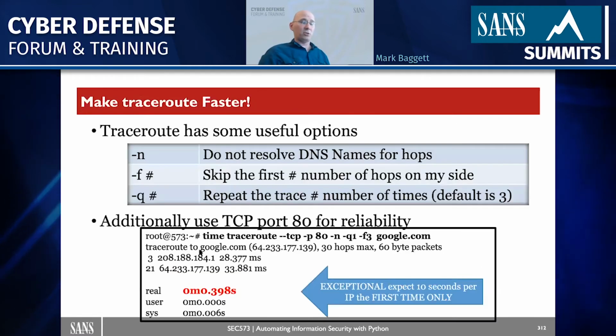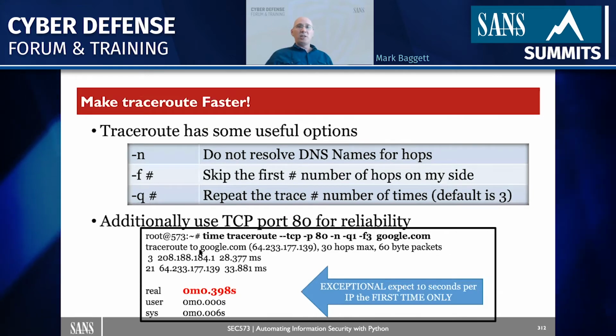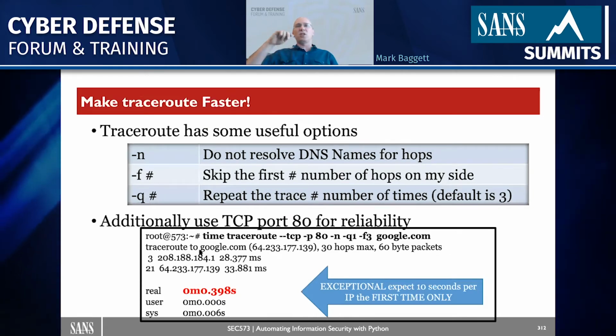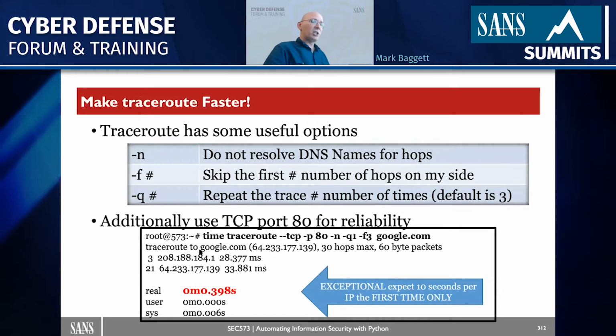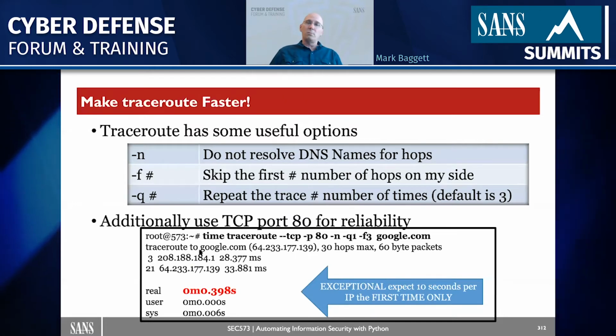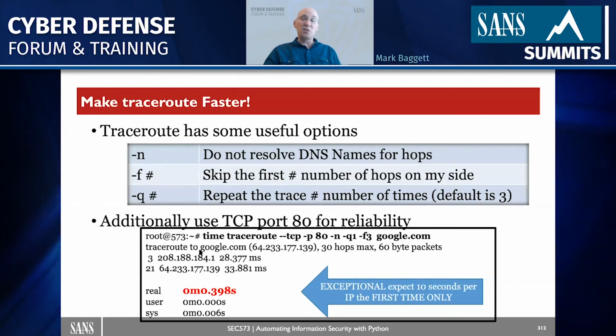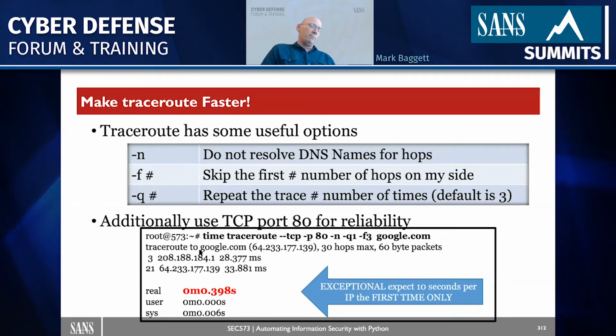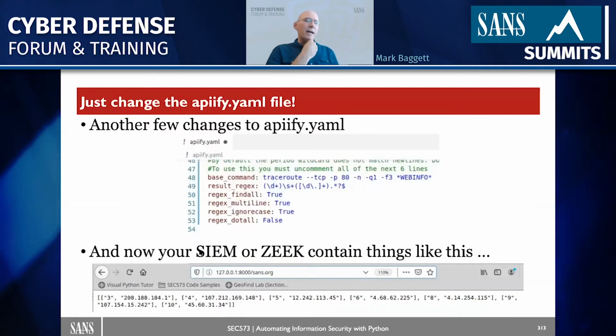There are some things we can do with trace route to make it faster. Like the -n says don't resolve the host names, -f says skip the first number of hops on my side, and -q says instead of doing it 3 times like you always do, only do it, well, 1 time in this case. So here you can see with some additional options down there, this same trace route to Google took less than half of a second. Now I think that's pretty exceptional. I've got a pretty good internet connection here. Probably not better than most of your corporate connections, but it's pretty good. But it makes that a doable thing. So I can go back into my APIIFY.yaml.